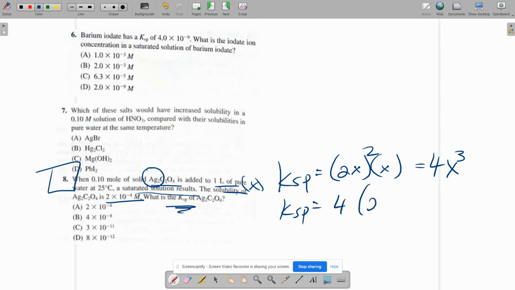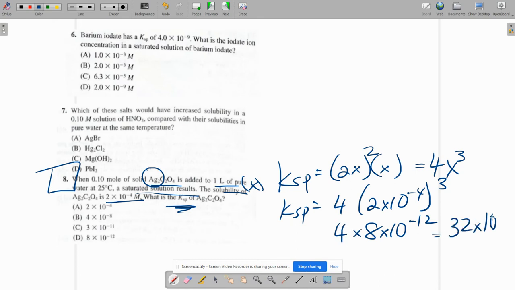All right, so let's go ahead and solve that. We'll put in 2 times 10 to the minus 4th, and we'll go ahead and cube that. So 2 times 2 times 2, 8 times 10 to the negative 12, and then we're going to multiply it by 4. So it looks like we're going to get 32 times 10 to the negative 12. If you go ahead and move it from 32 to 3.2, then we'll change this to minus 11. Okay, so it looks like C is the closest answer. All right, so good. Hopefully you guys are getting really good with this type of question.